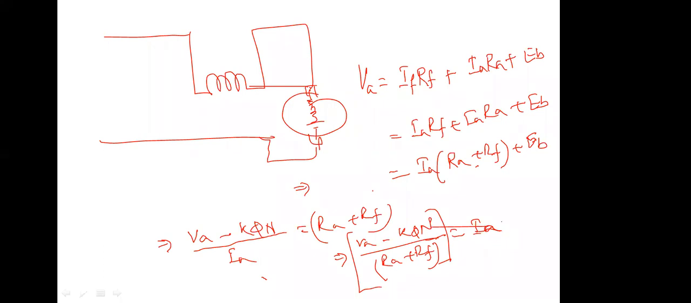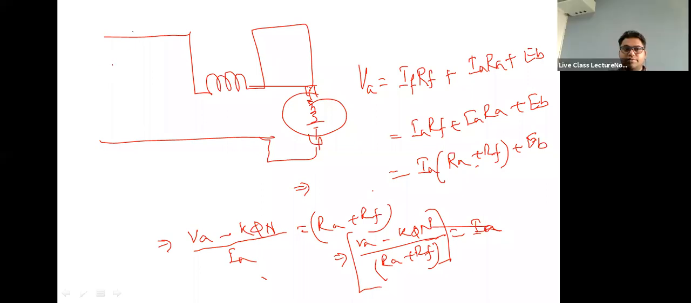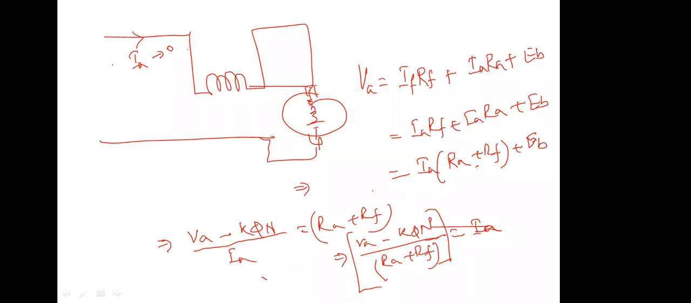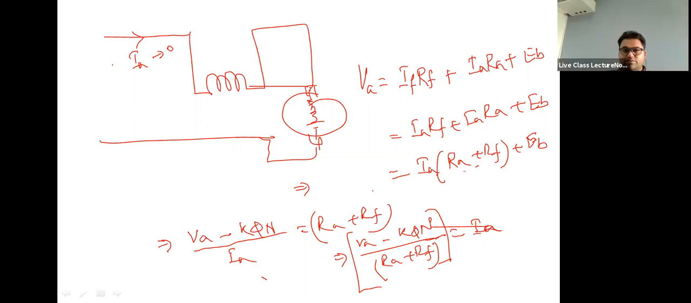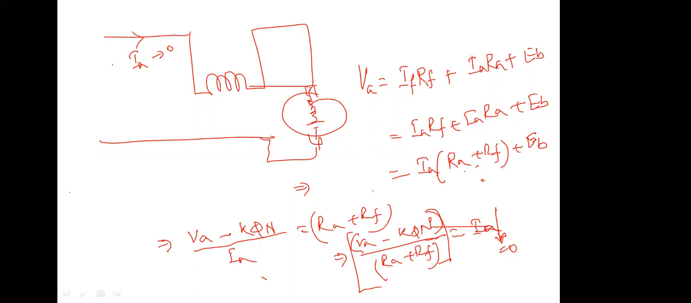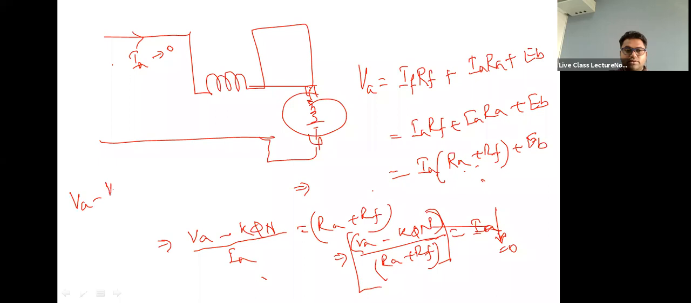So if you are giving no load to it, that means the armature current tends to zero. It will not be exactly zero, but it will tend to zero, right? So if it tends to zero, then what will happen? R_A plus R_F, can it go to zero? No. So the numerator will tend to go to zero. So V_A minus K phi N should tend to zero, right?